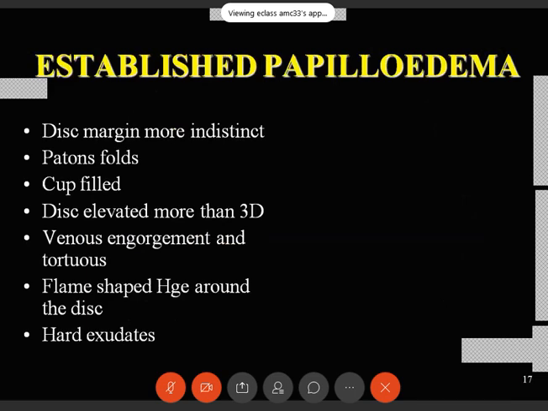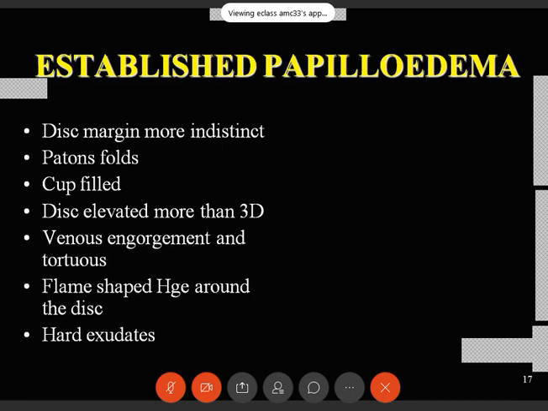Advanced established papilledema: venous engorgement and tortuosity. The disc is elevated more than 3 diopters. Venous engorgement and tortuosity are present. Flame-shaped hemorrhages are present around the disc, and hard exudates are present. In established papilledema, disc elevation is more than 3 diopters, venous engorgement and tortuosity are present, flame-shaped hemorrhages are present at the disc, and hard exudates are present.